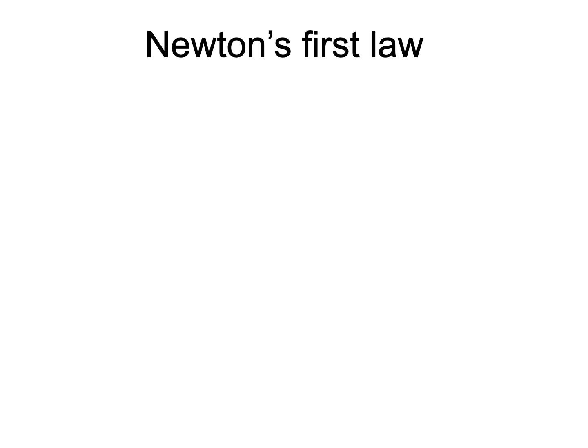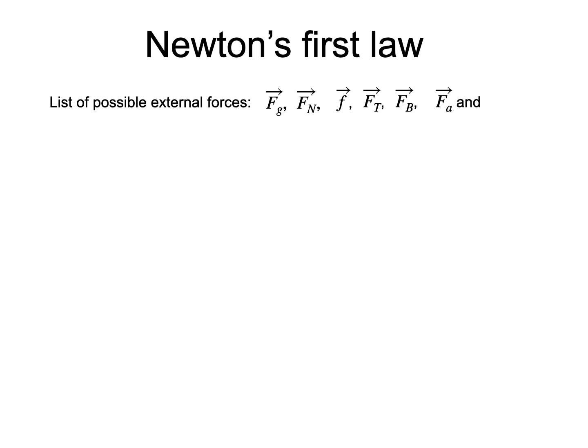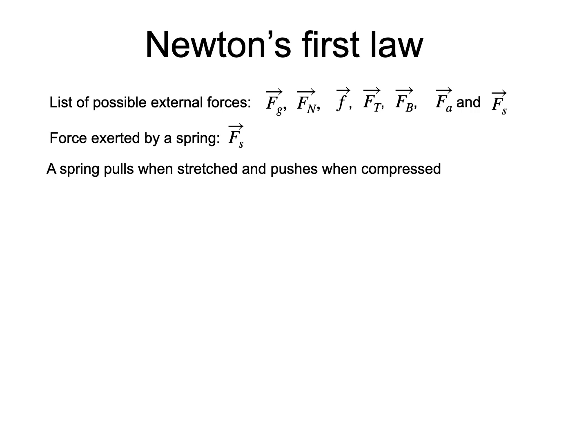Let us start by making a list of the possible external forces acting on an object that were discussed in the previous lecture. The gravitational force, the normal force, the friction force, the force of tension, the buoyancy, the applied force, and may I also add the force exerted by a spring that we will label Fs. The force due to a spring is similar to a tension force in that it exerts a pulling force when stretched, but a spring can also exert a pushing force when it is compressed.